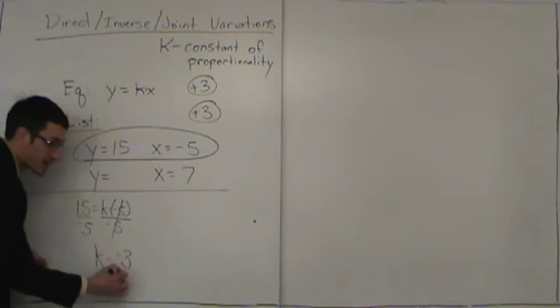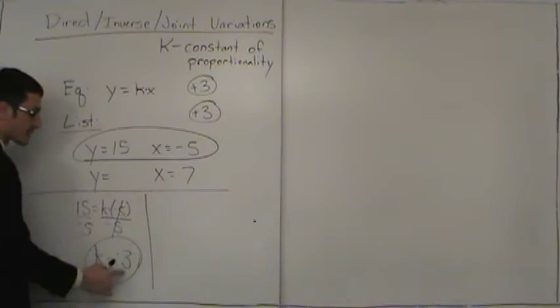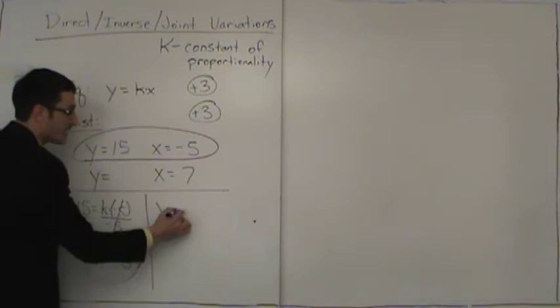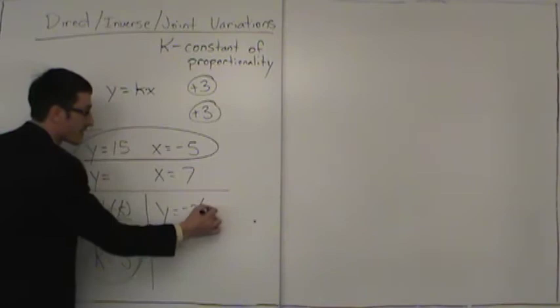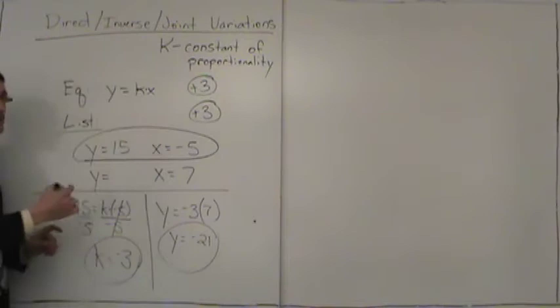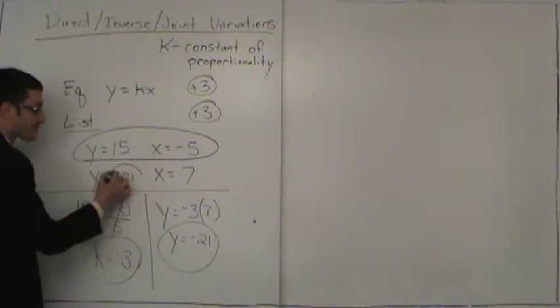Now, once we have k, we're going to use k and x to find y. So we're going to throw this back in, put in negative 3 and 7 into the equation. Notice we don't know y, so we write y equals, what is k? K is negative 3 times what? Times 7 for x. Negative 3 times 7 gives us y equals negative 21. So you have your answer. So what goes here? Y equals negative 21. I'm going to circle it.